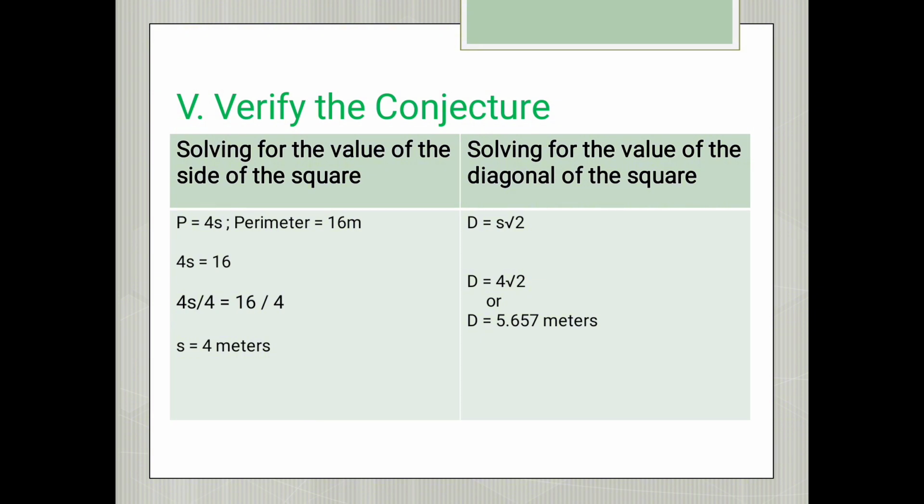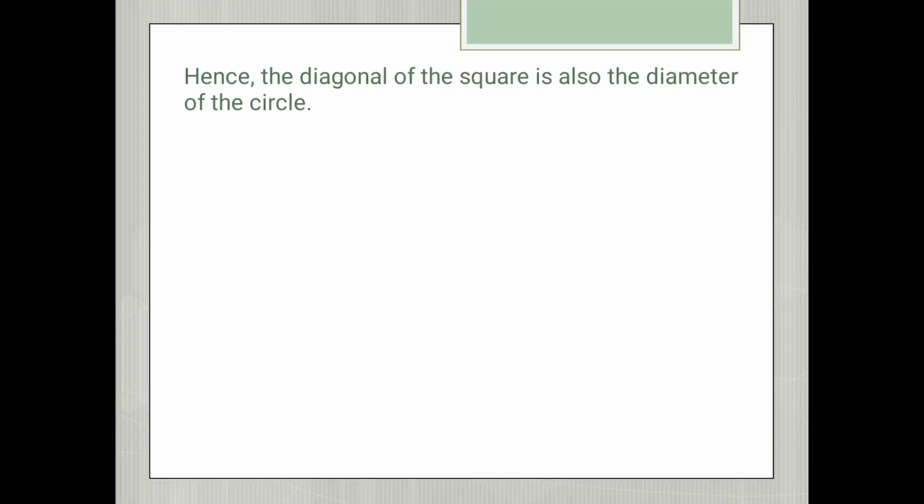Now, solving for the value of the diagonal of the square, we will just substitute the value of the side to the formula of the diagonal, which is s times square root of 2. For the value of it, you can use 4 square root of 2 or 5.657 meters. Hence, the diagonal of the square is also the diameter of the circle.